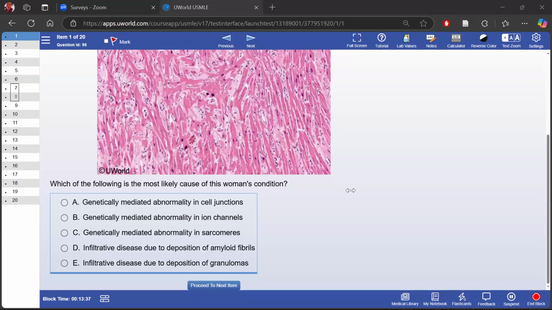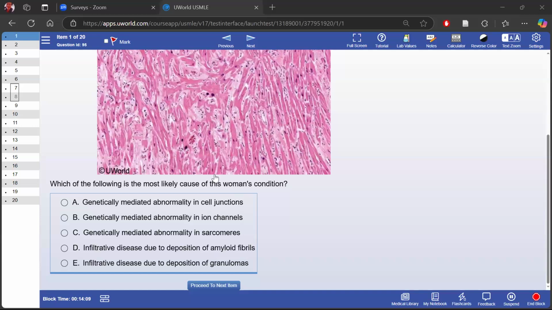All right, from the poll, the most popular answer is option C, genetically mediated abnormality in sarcomeres, and someone picked D, which is an infiltrative disease due to deposition of amyloid fibers. Okay, so the question is asking which of the following is the most likely cause of this woman's condition.